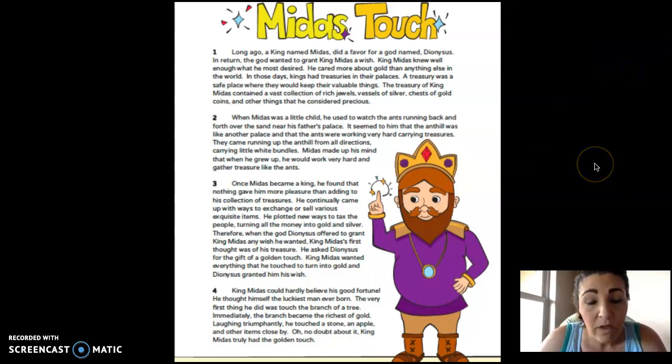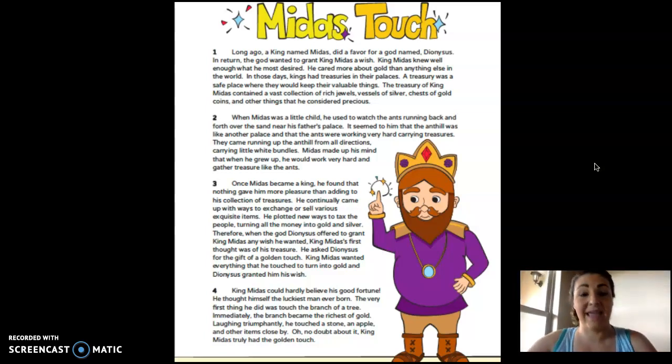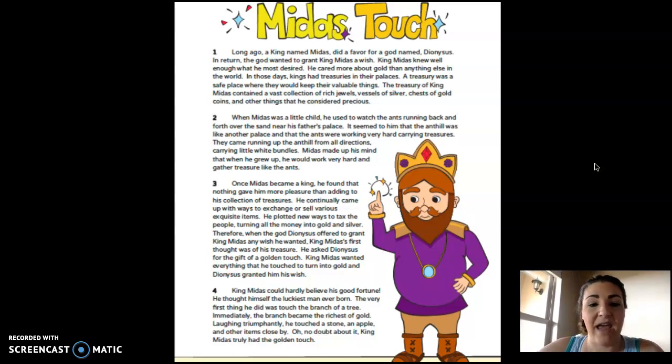Okay. When Midas was a little child, he used to watch the ants running back and forth over the sand near his father's palace. It seemed to him that the ant hill was like another palace and that the ants were working very hard carrying treasures. They came running up the ant hill from all directions carrying little white bundles. Midas made up his mind that when he grew up, he would work very hard and gather treasure like the ants. Once Midas became a king, he found that nothing gave him more pleasure than adding to his collection of treasures.